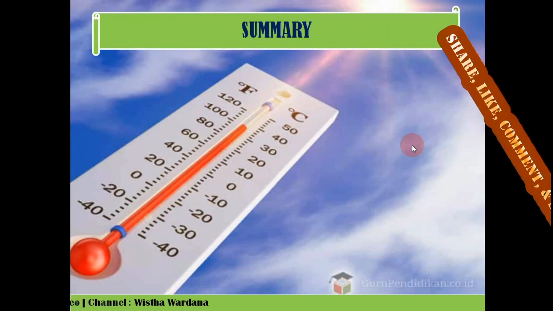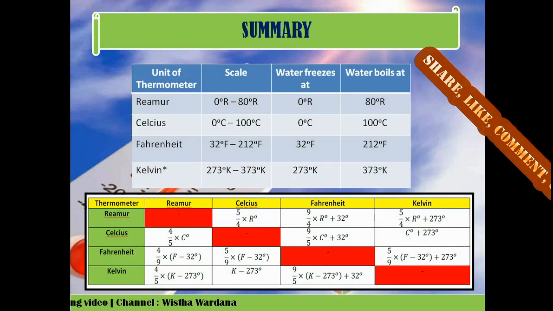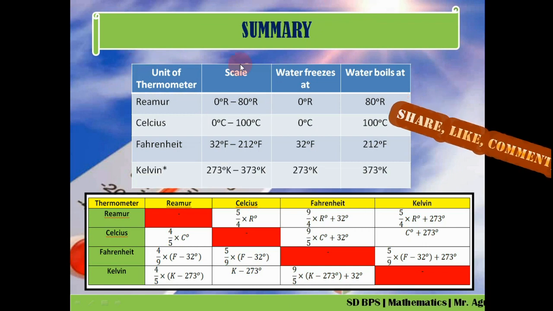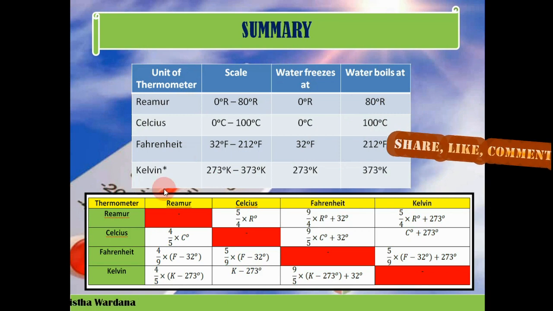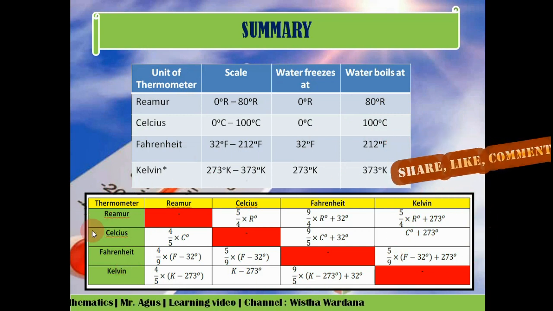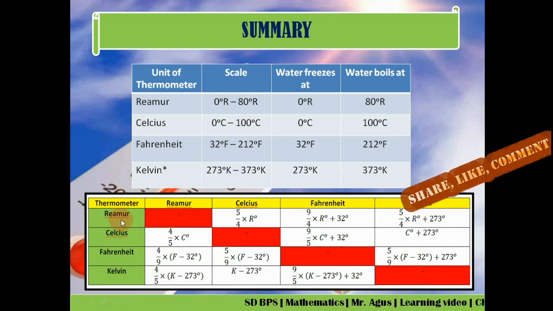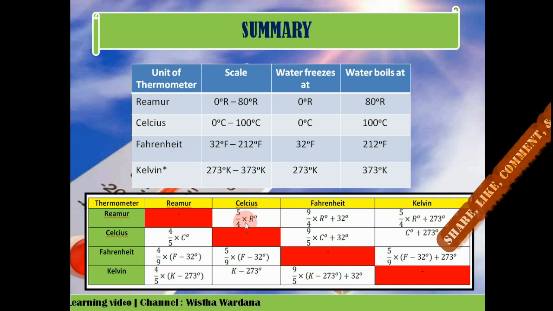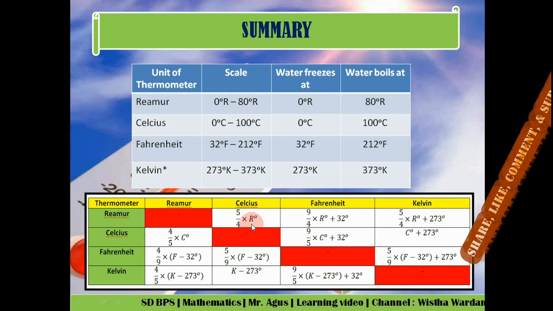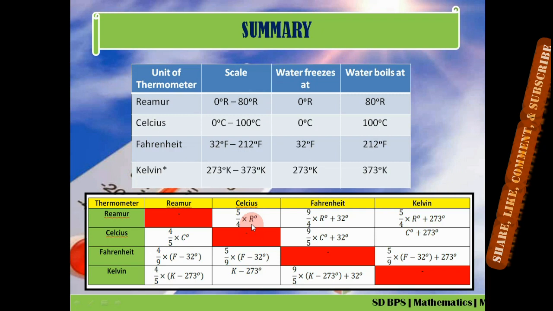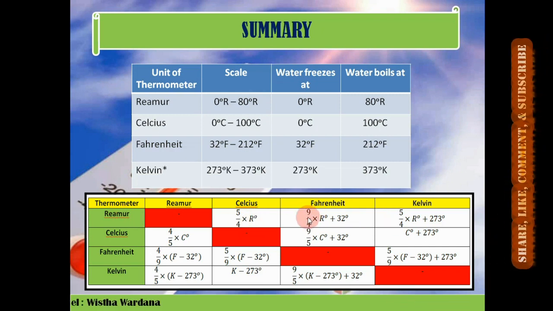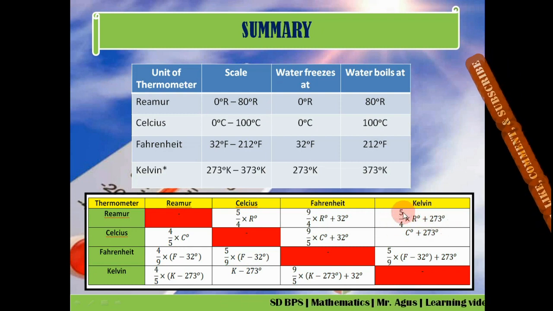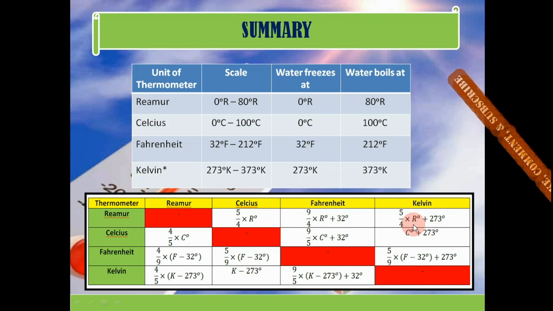And then we already arrived at the summary. Okay, this is the summary, but I think all of you already know about the first table, and I just make the whole explanation into another table again. From Reaumur thermometer into Celsius thermometer, the formula will be 5 per 4 times R, where R is the degree of Reaumur. From Reaumur to Fahrenheit, the formula will be 9 per 4 times R plus 32 degrees. And from Reaumur to Kelvin, the formula will be 5 per 4 times R plus 273 degrees.